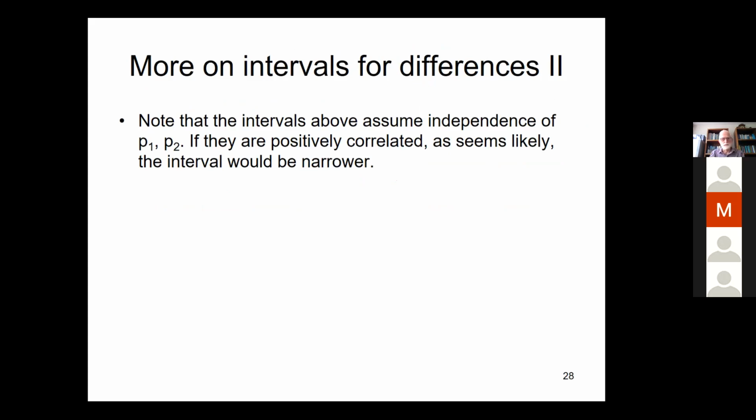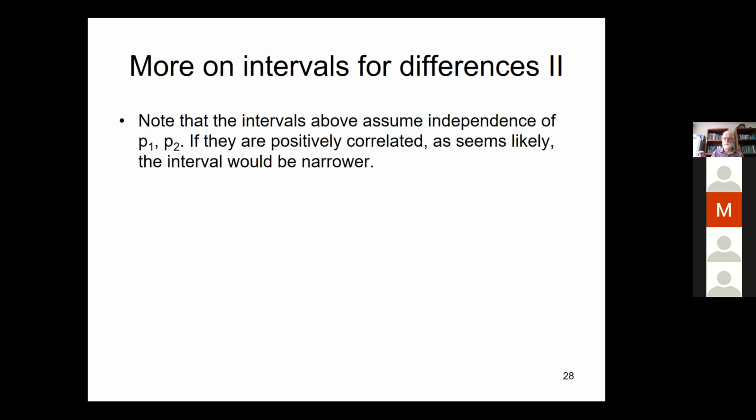I'm not finished with intervals for differences because the intervals above assumed independence of P1 and P2. And if they're positively correlated, the interval will be narrower. Now, correlated is perhaps not the right word because you're not calculating a correlation, since you're looking at binary things here, but positively associated.